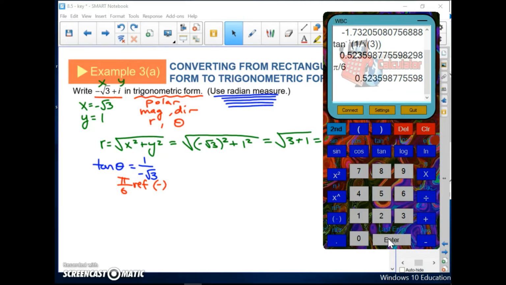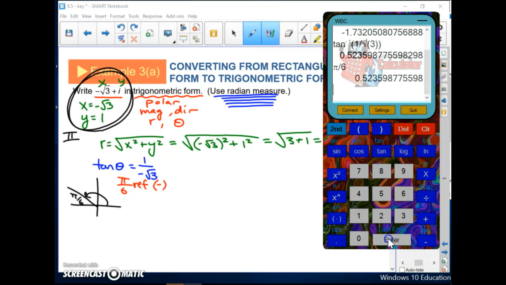So we've got a pi over 6 reference, but we should be able to tell what quadrant we're in anyway. When x is negative and y is positive, what quadrant is that? Second quadrant. Okay, so we've got a pi over 6 reference in the second quadrant. You guys good enough at this to know what that angle would be then? Remember, this is pi. Get a common denominator. I call that 6 pi over 6. 5 pi over 6. Theta is going to equal 5 pi over 6.